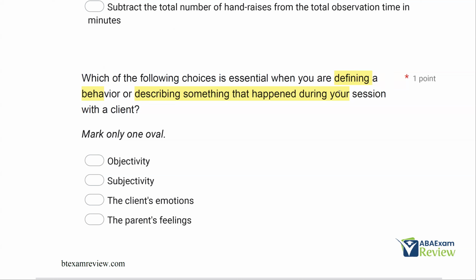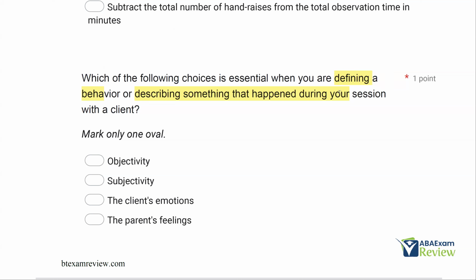And what does that mean? That means you don't want to give an opinion, an emotional account. You just want to state clearly exactly what happened during your session. And so, what is essential when defining a behavior or describing something that happened? Well, A, objectivity is essential. What about B, subjectivity? We don't want to be subjective. Subjective is your opinion, it might be your emotional account. We don't want to be subjective, especially when defining a behavior.